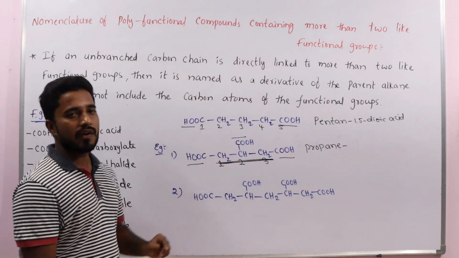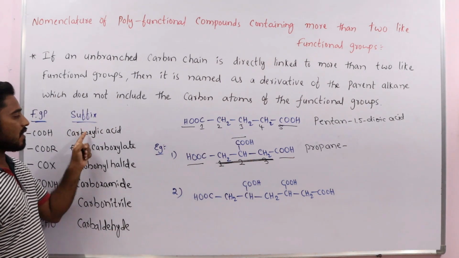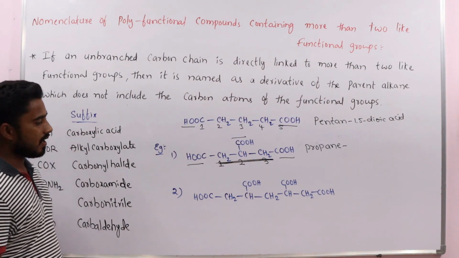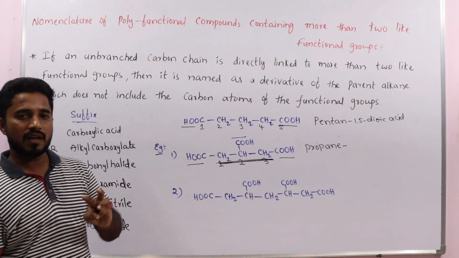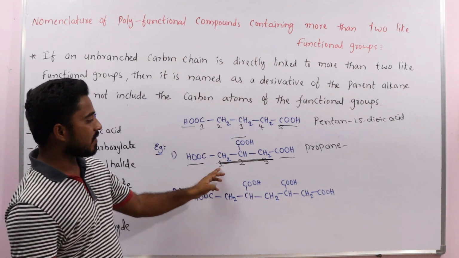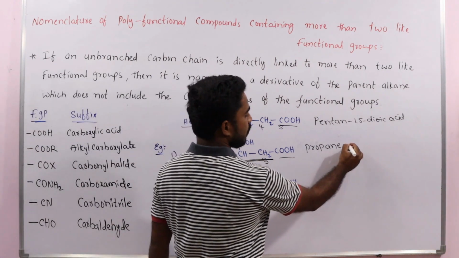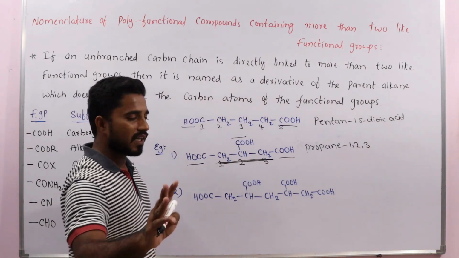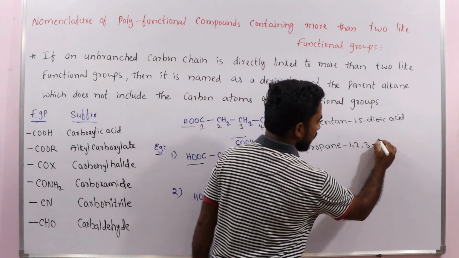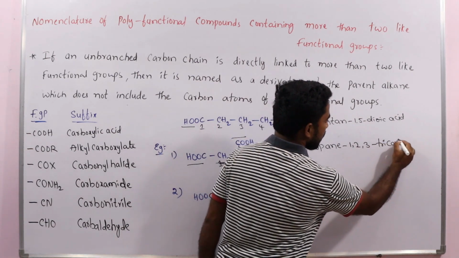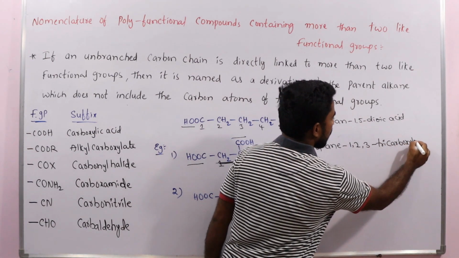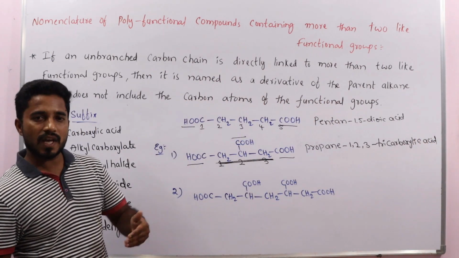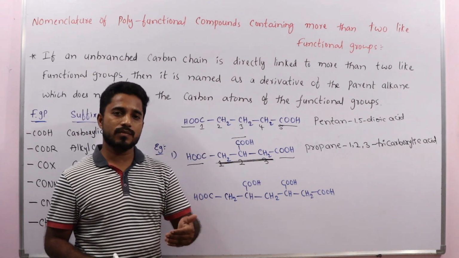So in this case we have to use special type of suffixes. When COOH are present, then we have to use carboxylic acid. How many carboxylic acids are there? 3. At which positions? 1, 2, 3. That's why propane-1,2,3, totally 3 carboxylic acid groups, that's why tricarboxylic acid. Tricarboxylic acid.